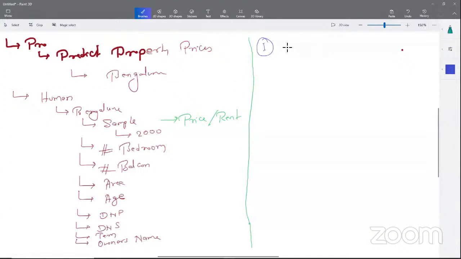So what we'll have to do is go with a rule based system. Now what a rule based system looks like is that in our software we'll have to write multiple conditions. For example, the first condition can be that if the number of bedrooms is 3 and the number of balconies is 2, then what's the property price? Let's call it P1.